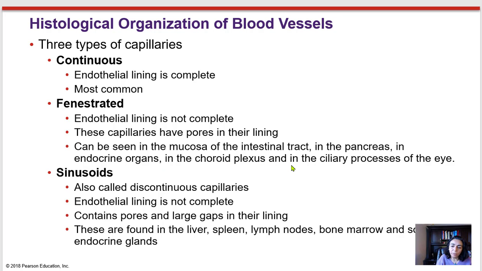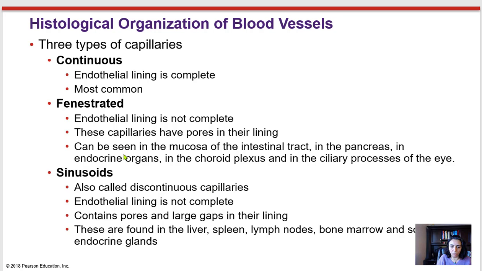And in the choroid plexus and in the ciliary process of the eye. So these are places that we have these pores in the capillaries, and we call them fenestrated capillaries. The third type of capillaries are sinusoid capillaries, which we also call discontinuous capillaries.